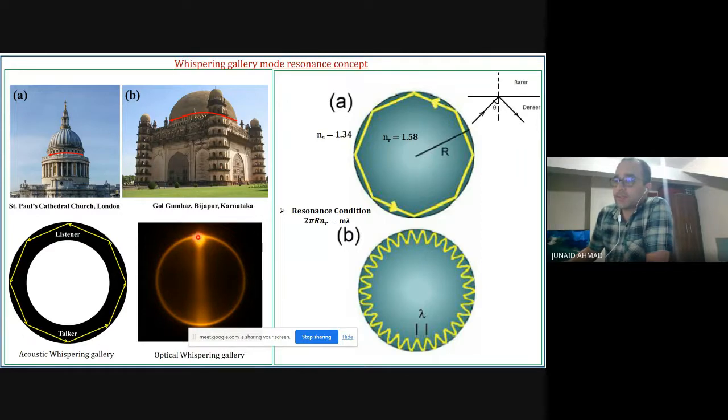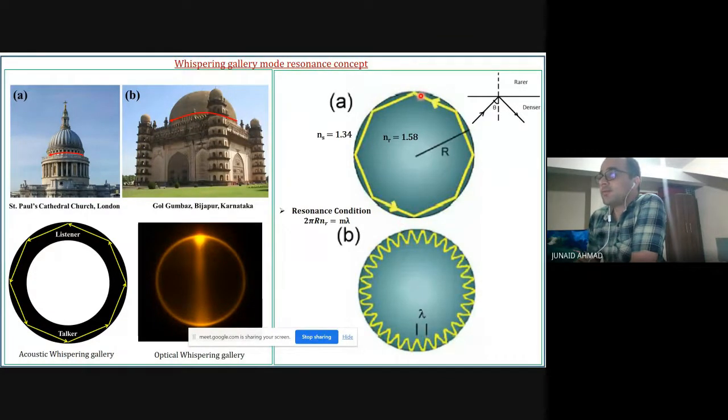And as you could see here, in this optical microcavity the light is confined right at the interface, and it circulates within this optical cavity this way. So basically what happens in the optical microcavity? This whispering gallery mode optical resonance phenomenon is based on total internal reflection. When a ray of light is incident from a denser medium to a rarer medium at an angle greater than the critical angle, the light is bounced back into the same medium, and the light reflects internally.